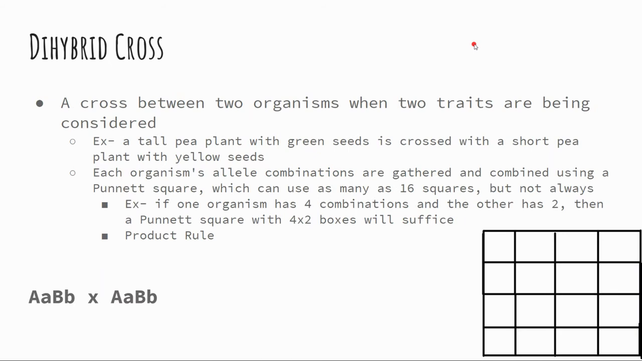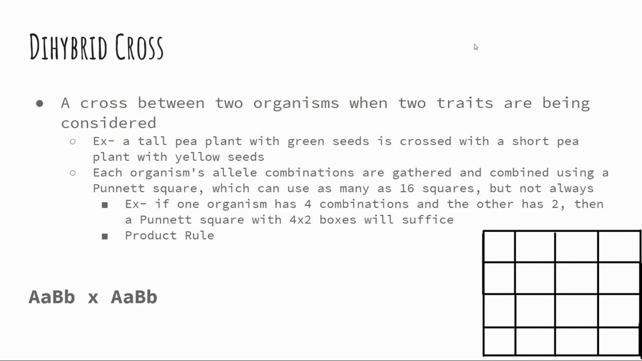Dihybrid crosses are a cross between two organisms in which two traits are being considered. For example, a tall pea plant with green seeds is going to be crossed with a short pea plant with yellow seeds. Each organism's allele combinations are gathered and combined using a Punnett square, which can use as many as 16 squares, but not always.